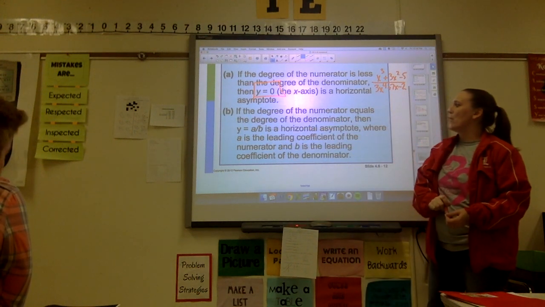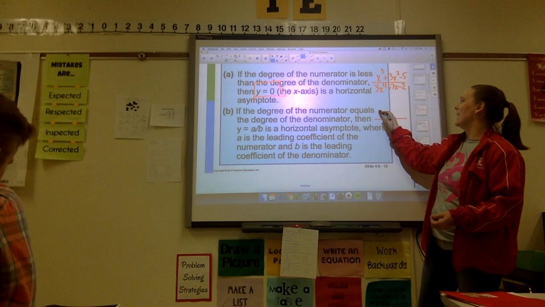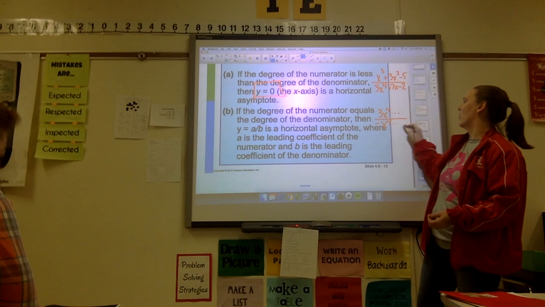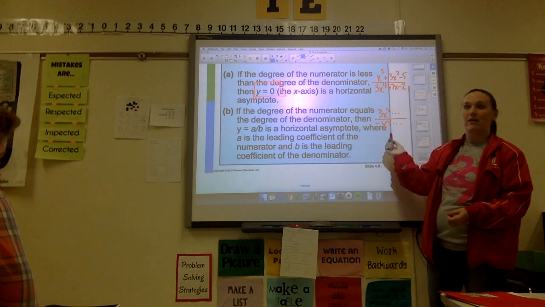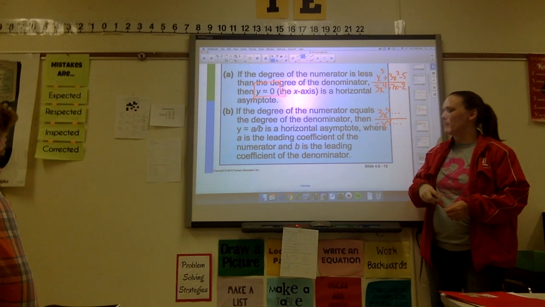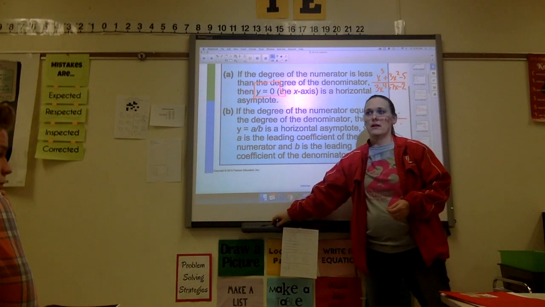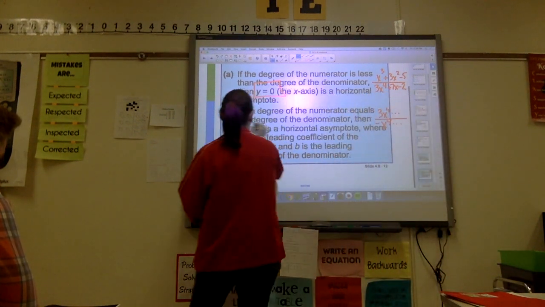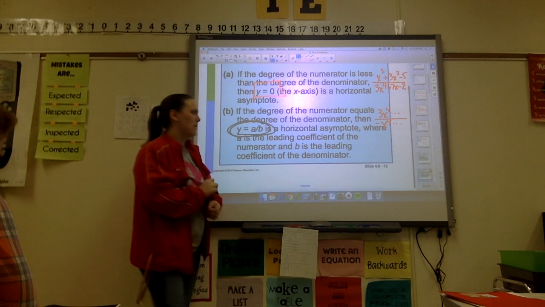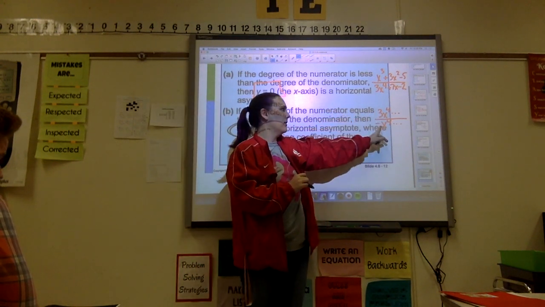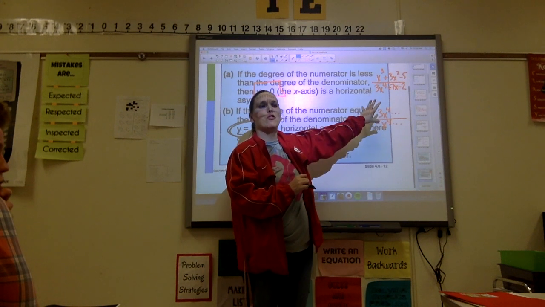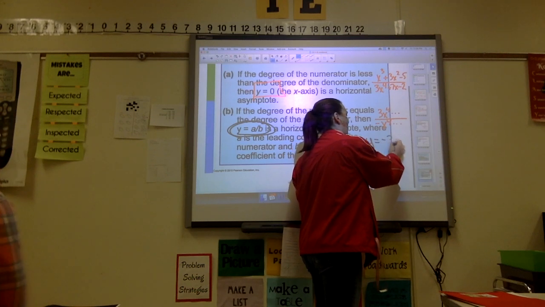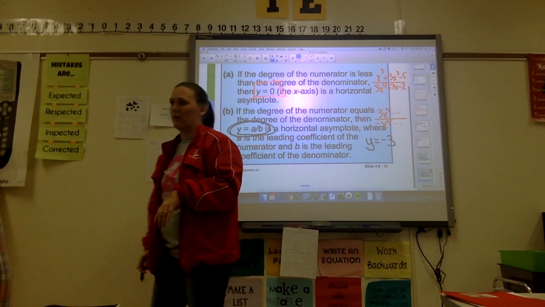Option B, if the degree of the numerator equals the degree of the denominator, like 3x to the 4th and negative x to the 4th. Do I have a horizontal asymptote? Yes. They say then y equals a over b. Well, what's my a and what's my b? 3, -1. So this rational function will have y equals -3 as a horizontal asymptote.